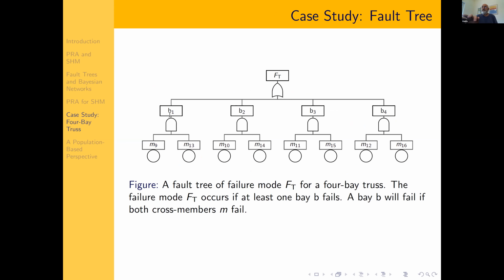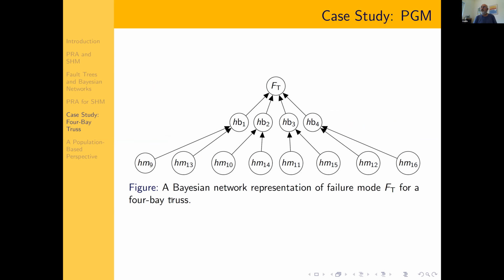If a bay fails, the structure fails. In order for a bay to fail, both diagonal members have got to fail. That's an OR gate. We get failure if any of the bays fail. This is an AND gate. We get failure of a bay if both diagonal members fail. That maps into a Bayesian network quite nicely.